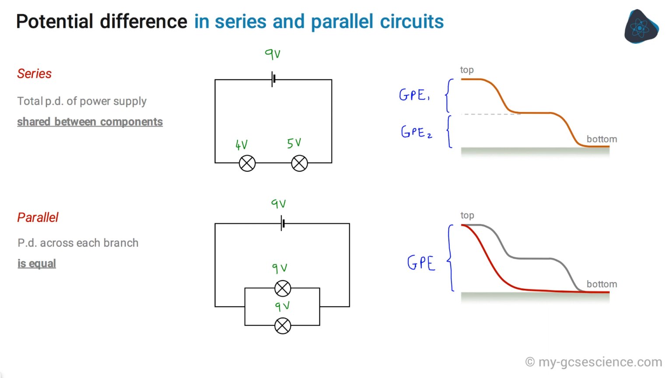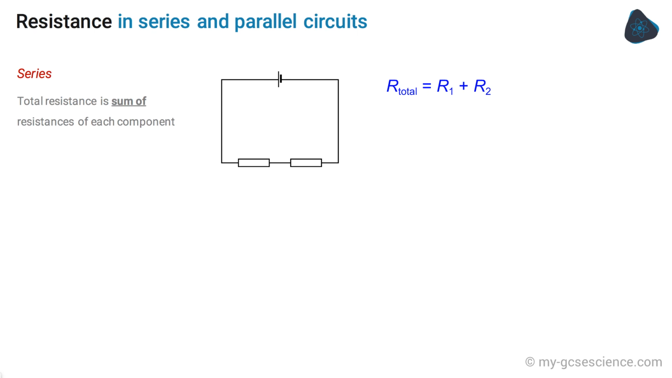In our circuit, when we go from one point to another, the total PD will always be the same. So if we pick these as our 2 points, we can see that the PD across each branch here is equal. Well, we're almost there now with our series and parallel circuit theory. The last thing for us to look at is resistance.